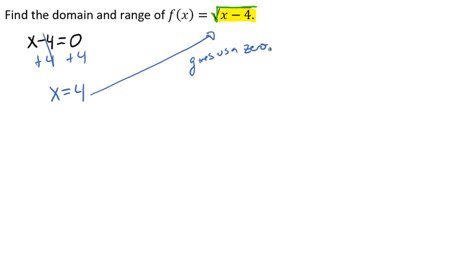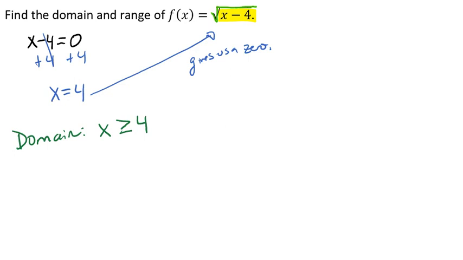But anything less than a 4 will result in a negative number. So our domain is going to be all values, or we can even just write it this way, values in which x must be greater than or equal to the number 4.